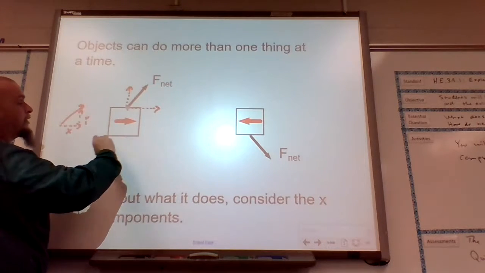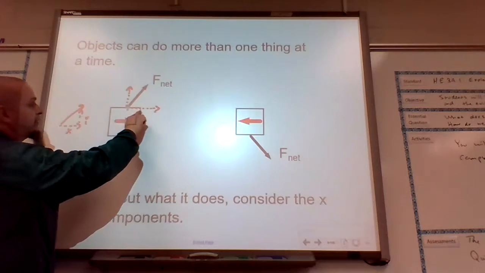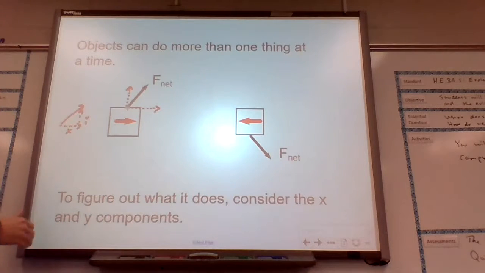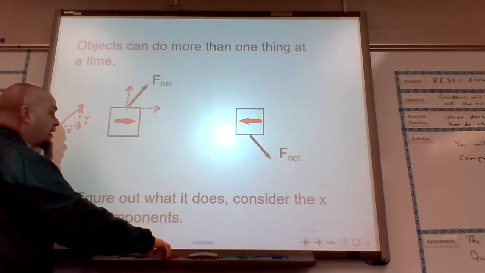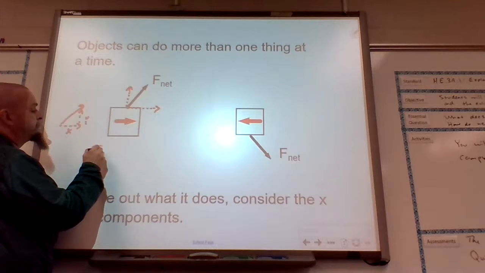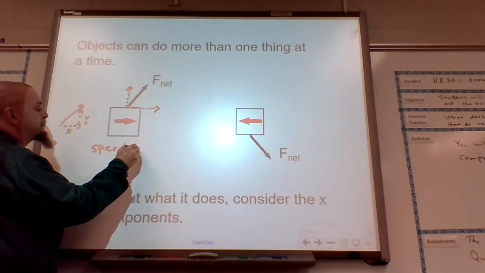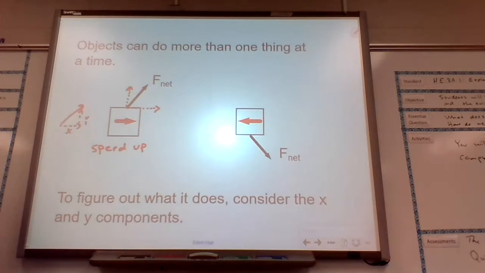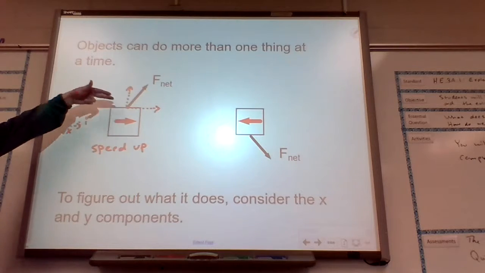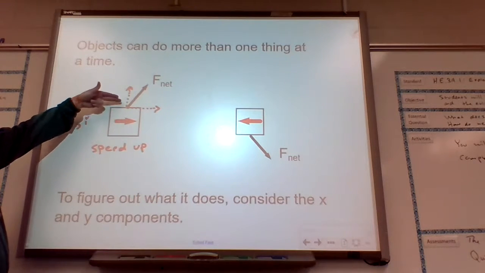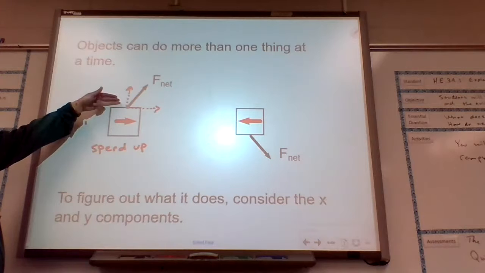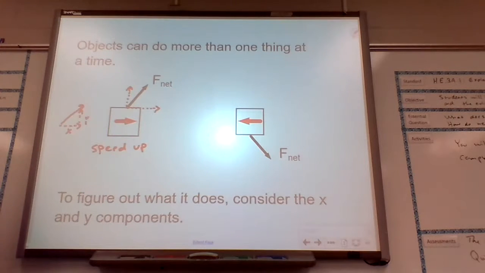Because the object is moving to the right and we have a component of that force that is also to the right, this object would speed up. We also have this upward component to this vector, perpendicular to the motion. So this object will also turn.